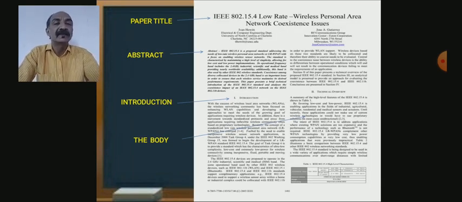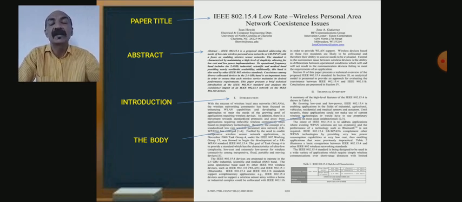Now let's see one example of IEEE, how you have to prepare your presentation. This is the example of a technical paper as per the norms of IEEE. I have highlighted the title, and we can see that the title is wireless personal area network connection. So what is the abstract? It should also be mentioned at the initial stage, and of course it should be very brief.